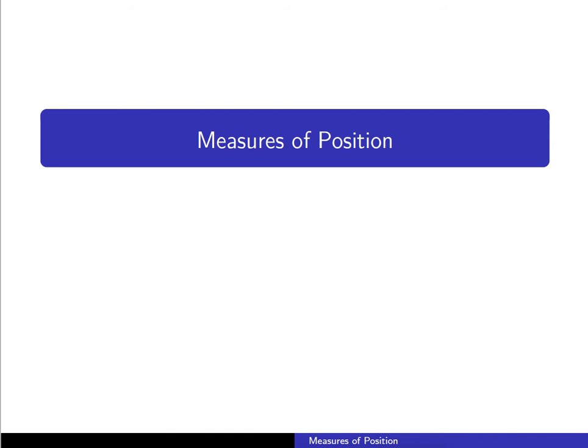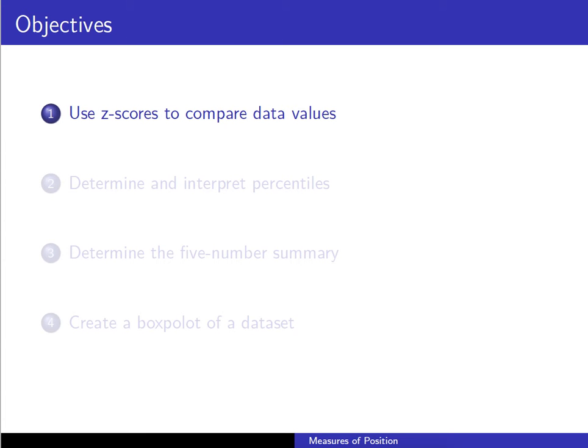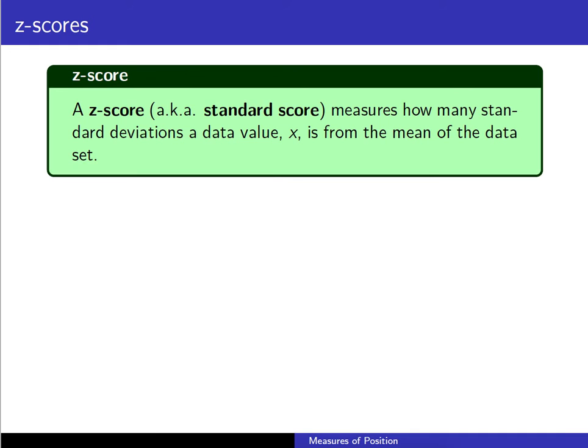All right, in this video, we're going to introduce our section on measures of position, or how you compare to others in a data set. So in this video, we're going to take a look at using z-scores to compare data values. A z-score, also known as a standard score or standardized score, measures how many standard deviations a data value is from the mean. Z-scores are going to come into play with normally distributed data in future videos. But it's essentially how many standard deviations a particular value is away from the mean.